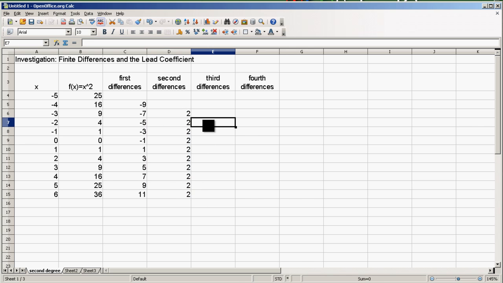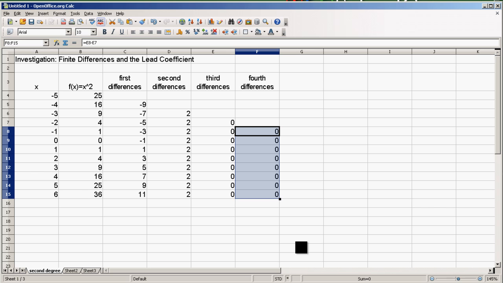Now here I might as well just calculate my third differences, equals D7 minus D6, enter, and of course they're 0. And I know that if I do my fourth differences, they're also going to be 0, but I'll do them anyway because I know I can just copy this. Alright, so there are my first, second, third differences for f(x) = x².